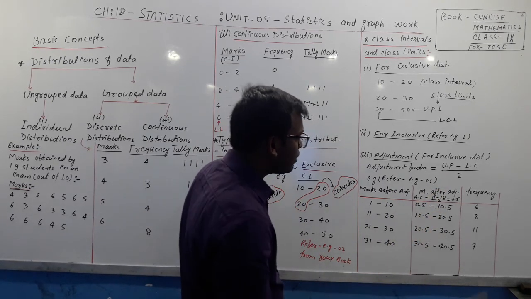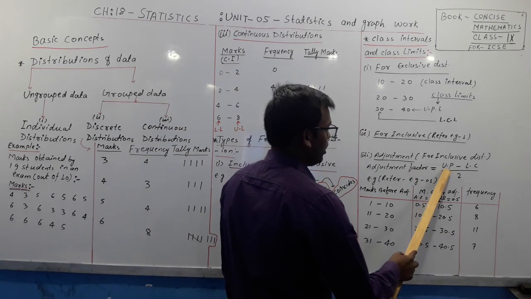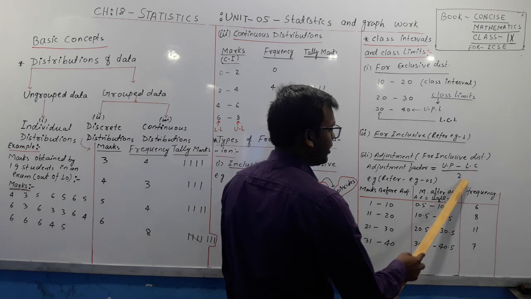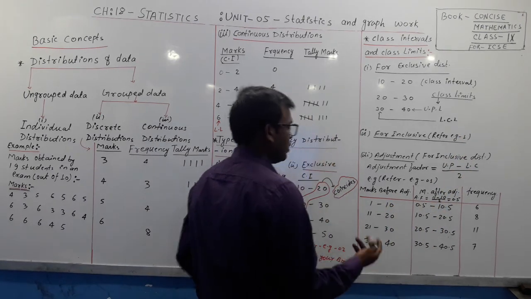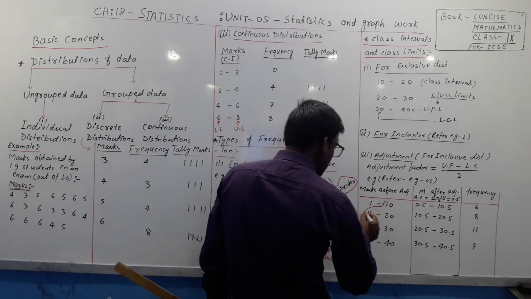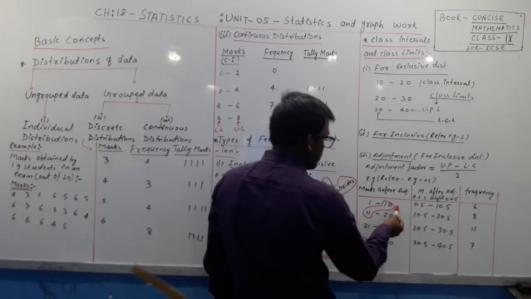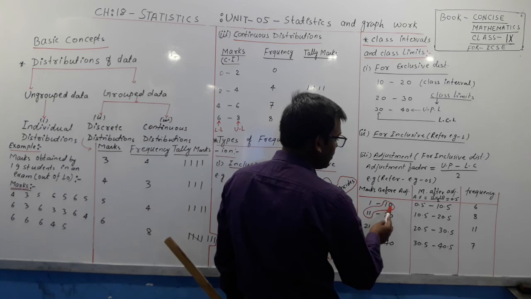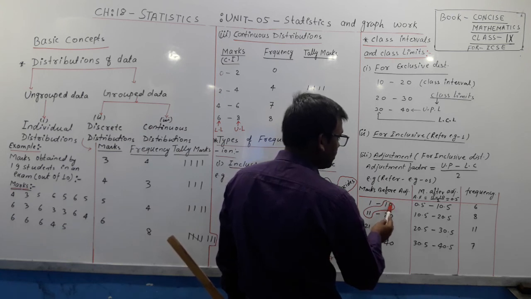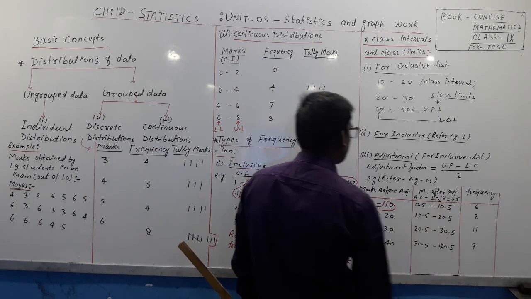Then how will it be converted? First you find the adjustment factor, which is equal to what? Upper class limit minus lower class limit divided by 2. See here, the lower limit of the second class minus the upper class limit of the first class interval. That means 11 minus 10, divided by 2, will be 0.5.